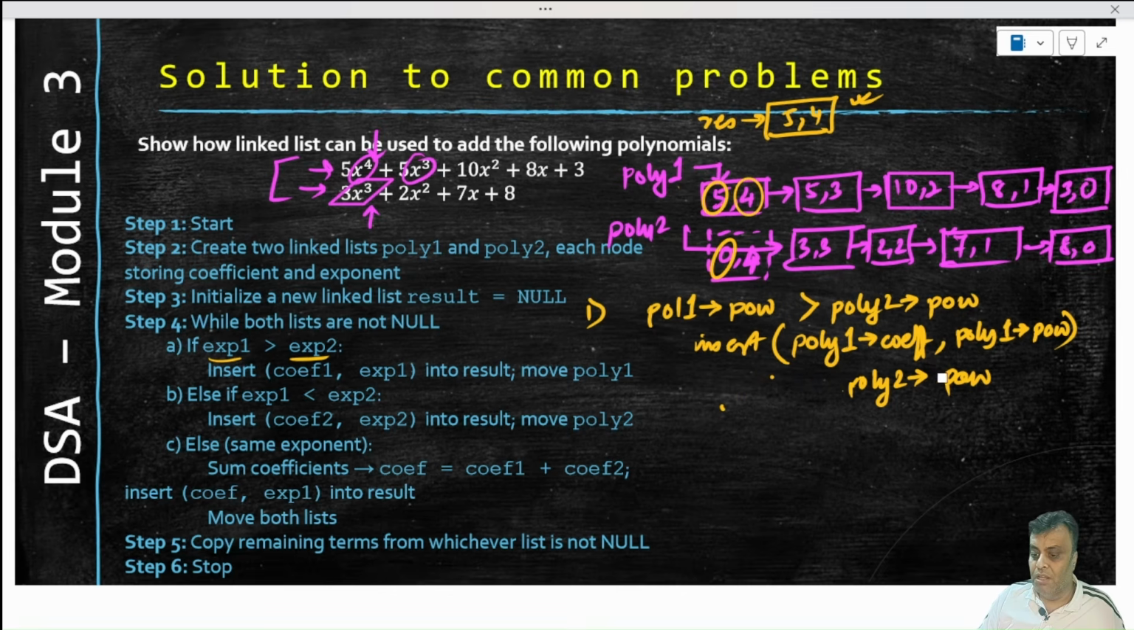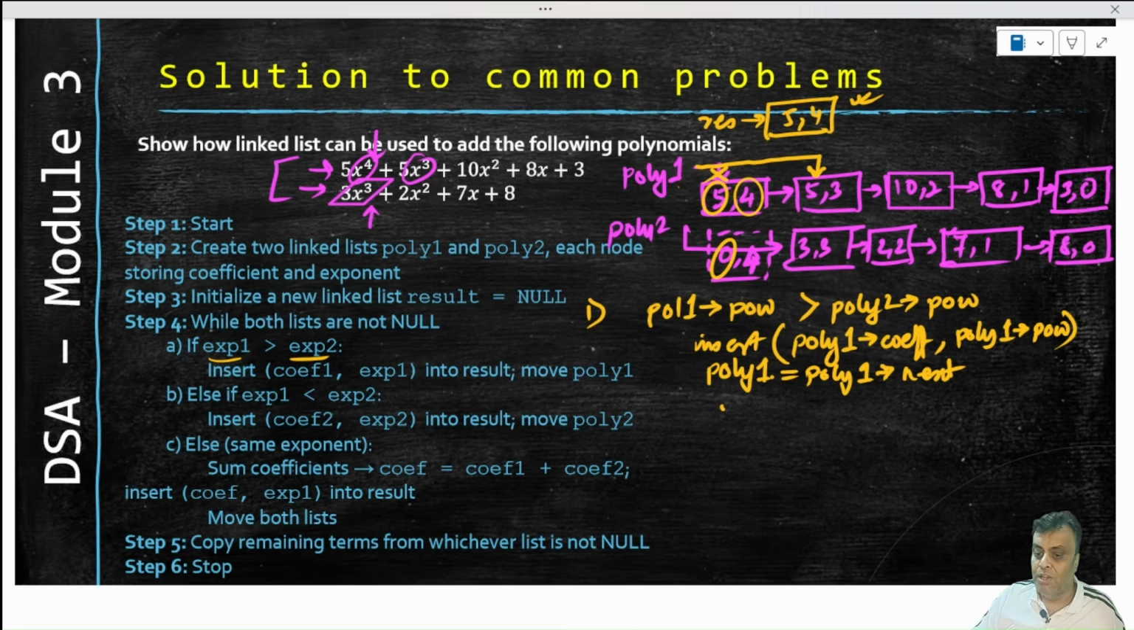So the coefficient of polynomial 1 was taken forward into result. Therefore, polynomial 1 can now safely move here, right? So polynomial 1 has to move here. So this will cease to exist. So what we'll say is that polynomial 1 is equal to polynomial 1 arrow next. So we will safely move polynomial 1 here.